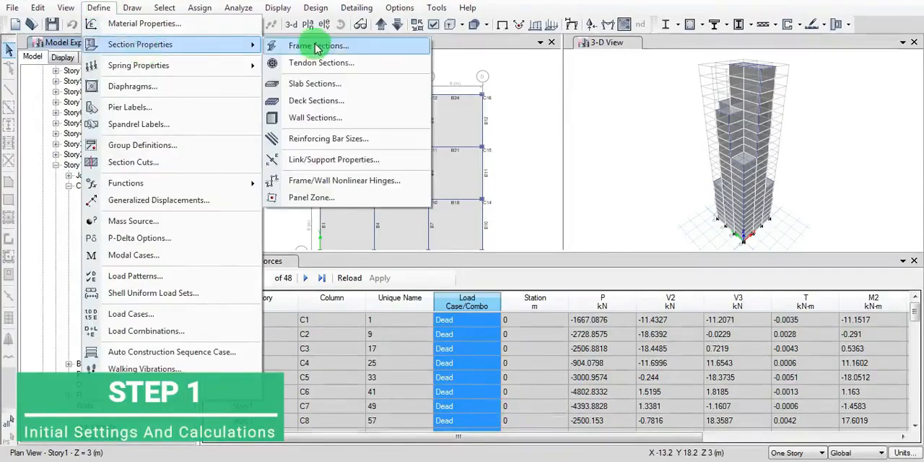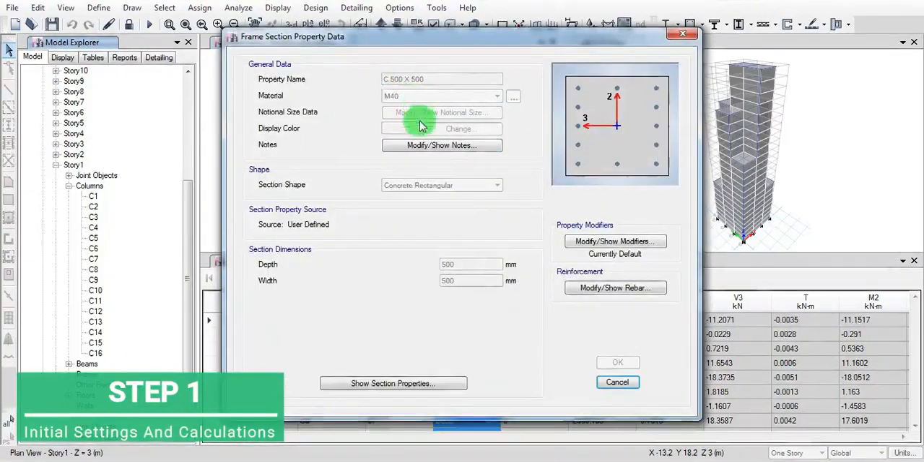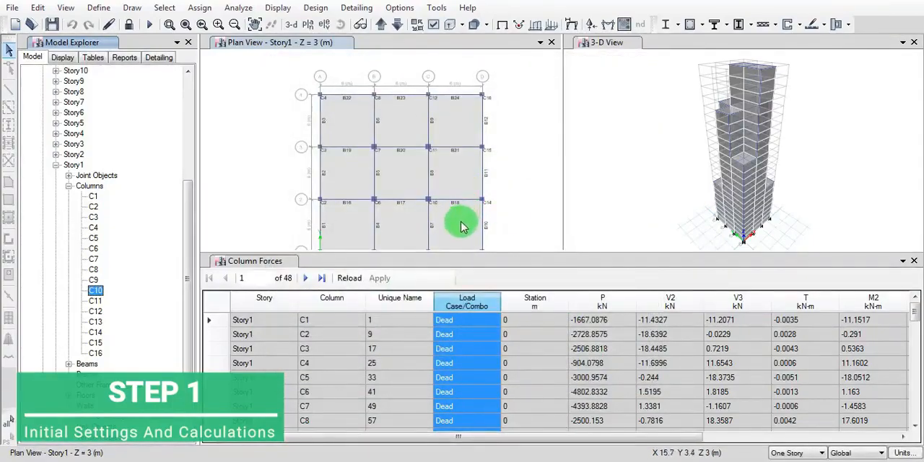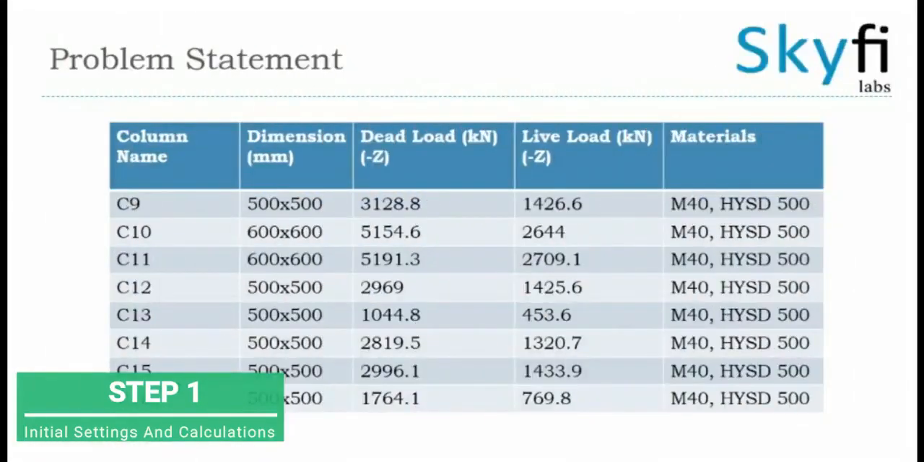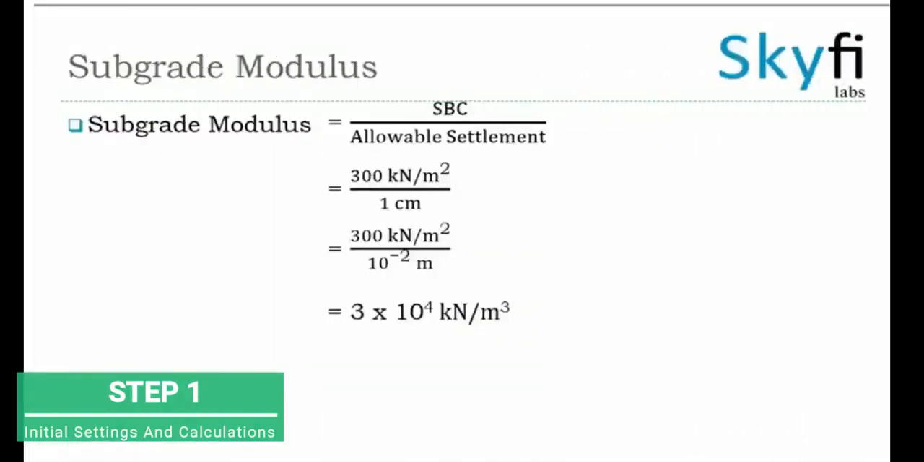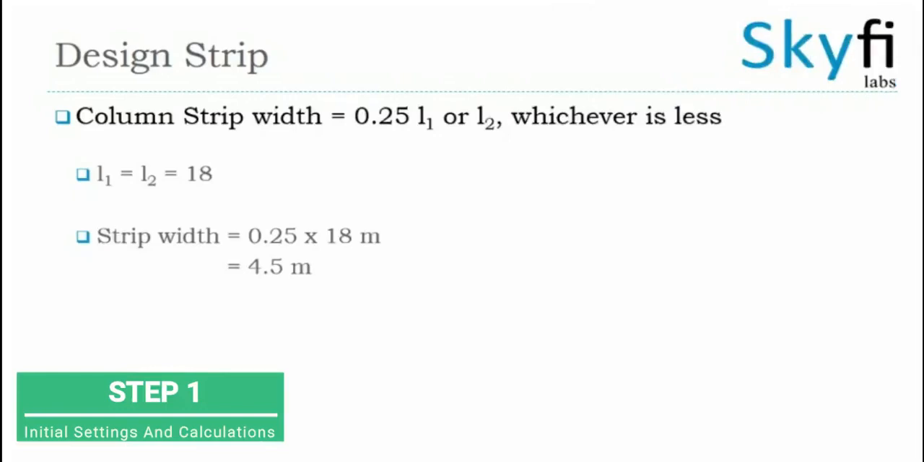Now define the section properties. Go to section property and select the materials for the 500 by 500, that is M40 and HYSD 500, similar for both. Now this is the problem statement we got from our design problem. It is a footing of size 18 by 18 with a 2-meter extension on either side. This is how we find the subgrade modulus, and this is the calculation for the design strip.